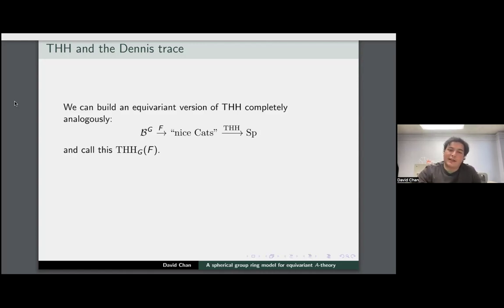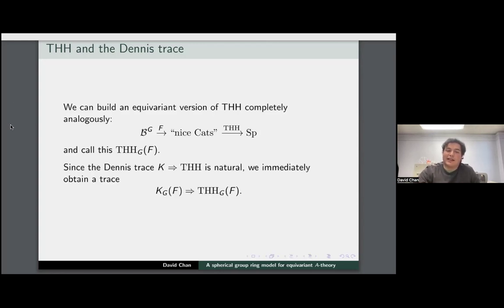The upshot, though, is that in this exact same way, you can define this THH_G of F, which is just done by applying THH levelwise. And the point is that, because the Dennis trace is natural, a natural transformation from K theory to THH, you immediately get this trace map from K_G to THH_G of F. So in fact, the Dennis trace here is coming for free, which is nice because we didn't want to build it again.